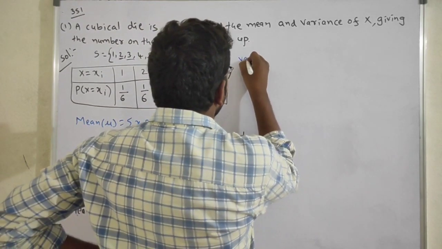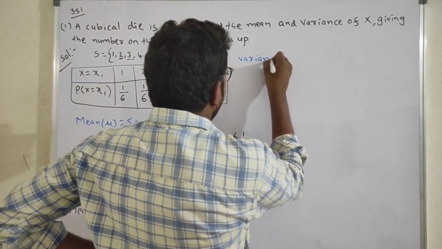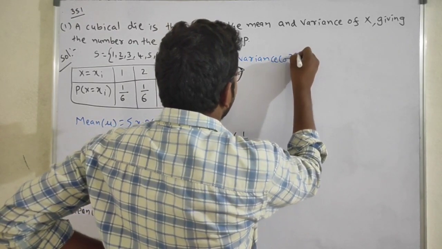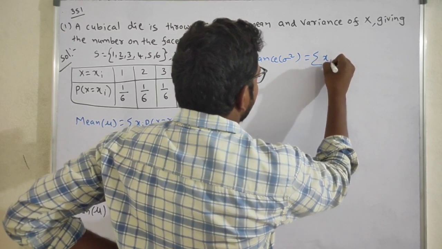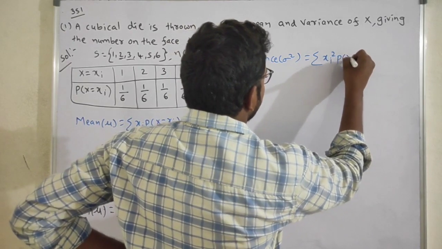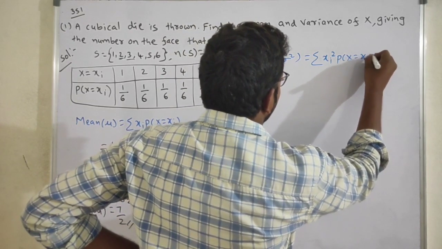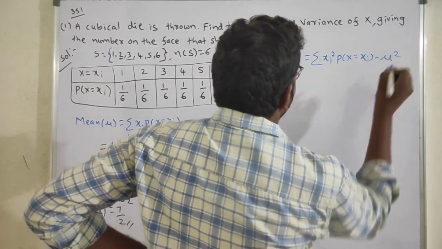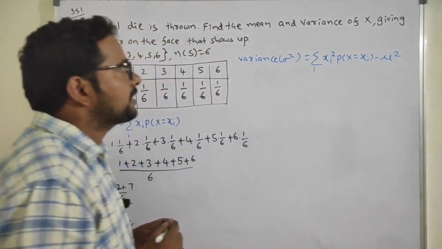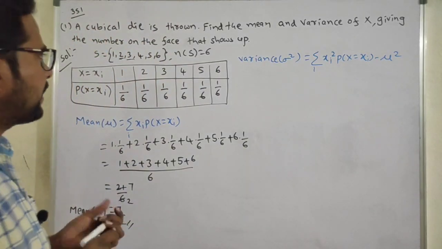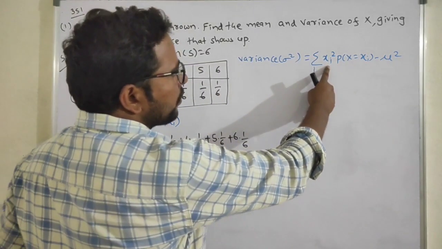Variance sigma square is equals to, what is the formula? Summation xi square into p of x is equals to xi minus mu square. This is the variance formula. ఇక్కడ xi square అంటే స్క్వేర్ ఆఫ్ ద అవుట్కమ్ తీసుకోవాలి.